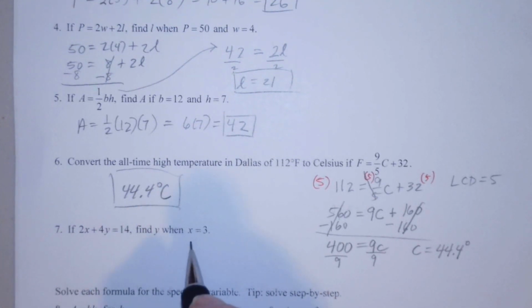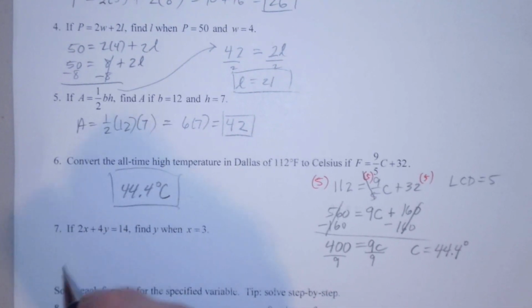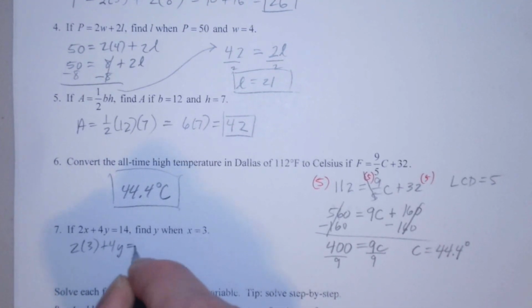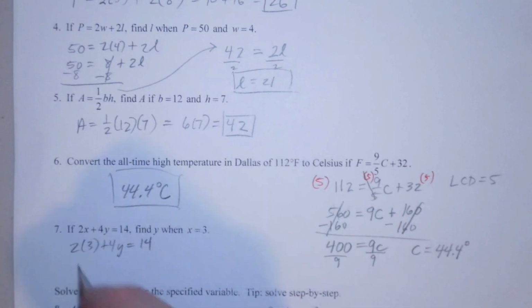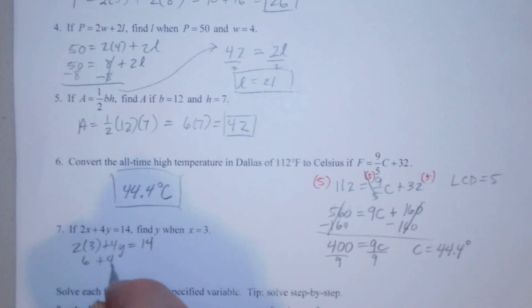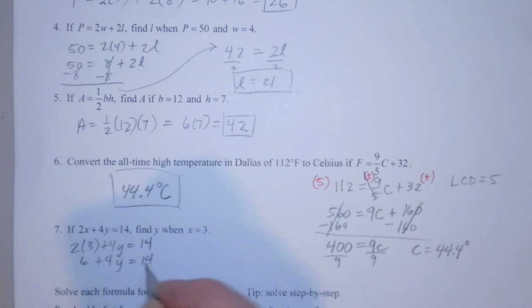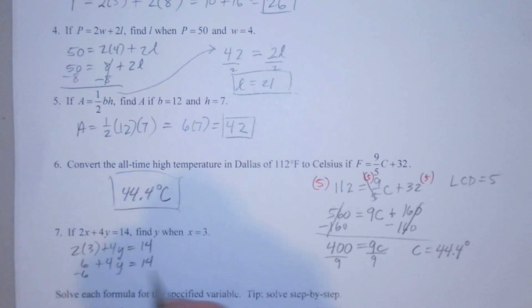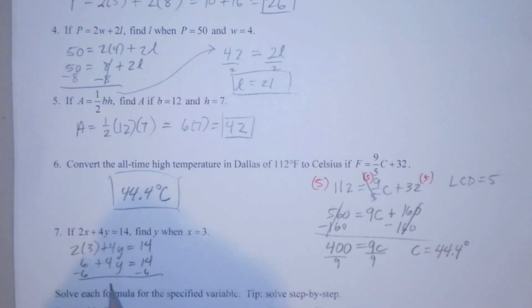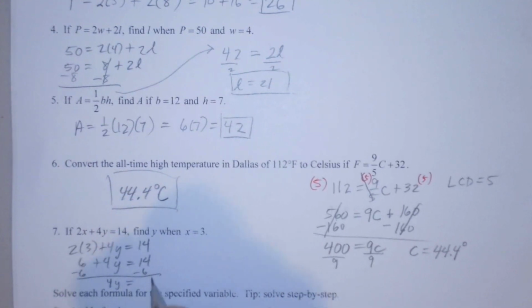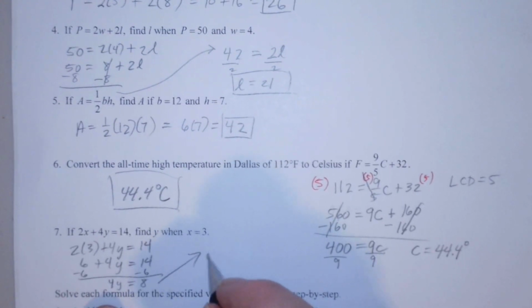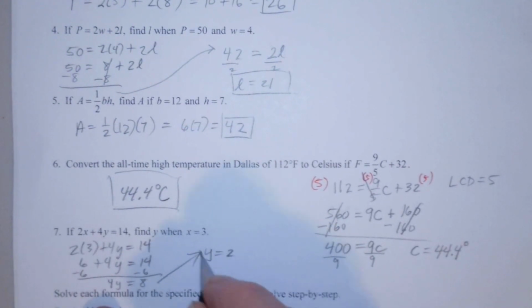So here, you're supposed to find y when x is 3. So let's go ahead and plug in 3 for x. Of course, 2 times 3 is 6. We get 6 plus 4y equals 14. And this is a two-step equation. We'll need to subtract 6 on both sides. We'll get 4y equals 14 minus 6 is 8. So 4 times 2 would be 8. You're going to get y equals 2.